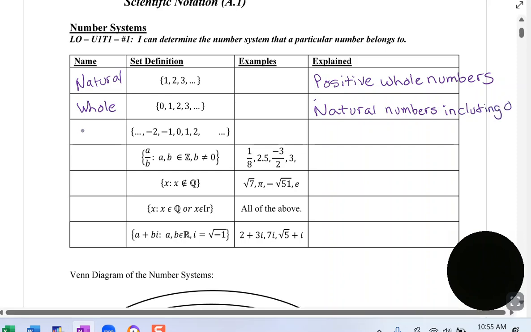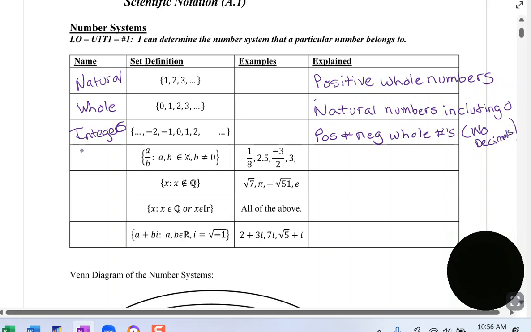And then we have integers. And integers are positive and negative whole numbers. Remember that for integers, there are no decimals or fractions.